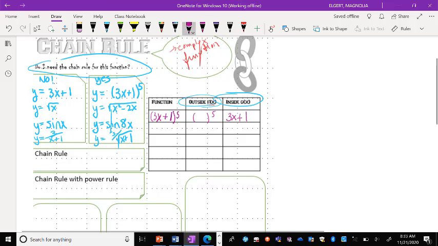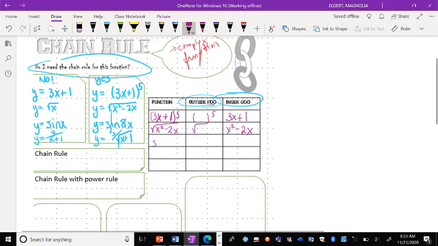Sometimes I call the inside the baby. I know it's weird, but that's how I thought of it. Here, if we have the square root of x squared minus 2x, the outside function is the square root. Inside is x squared minus 2x. You kind of get the idea that the outside is the outside and the inside is the inside.